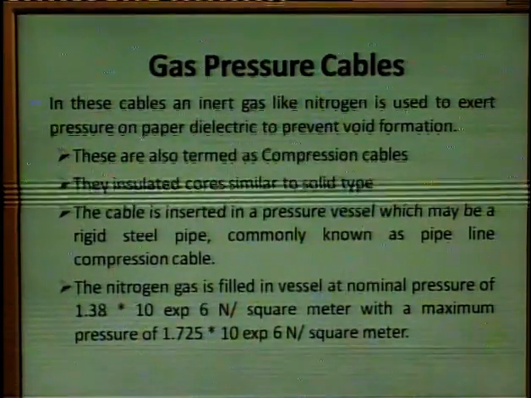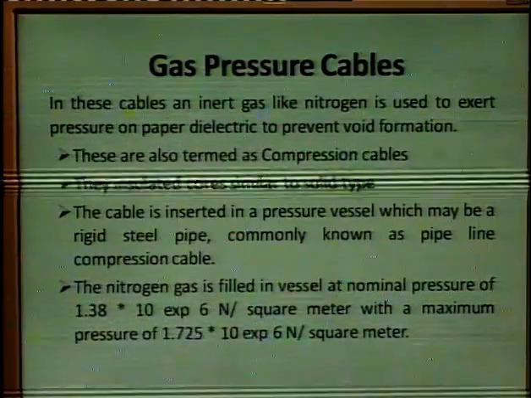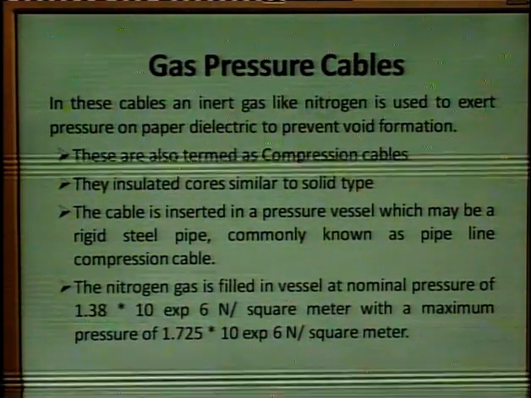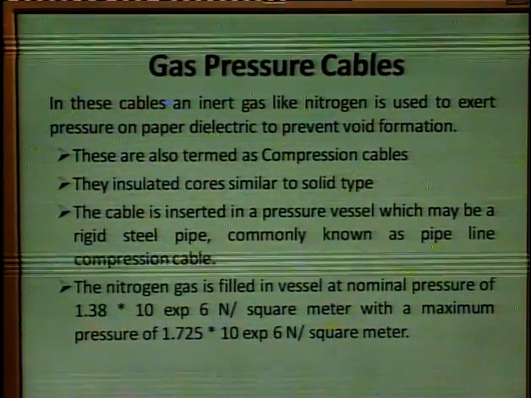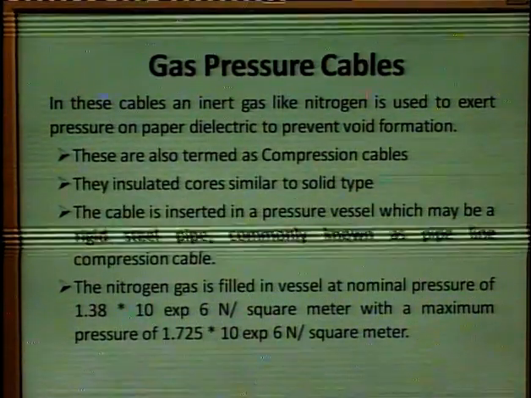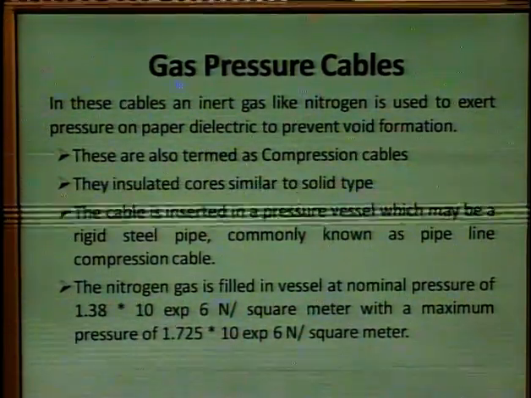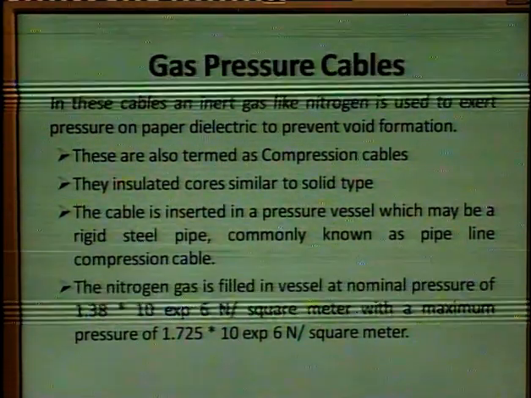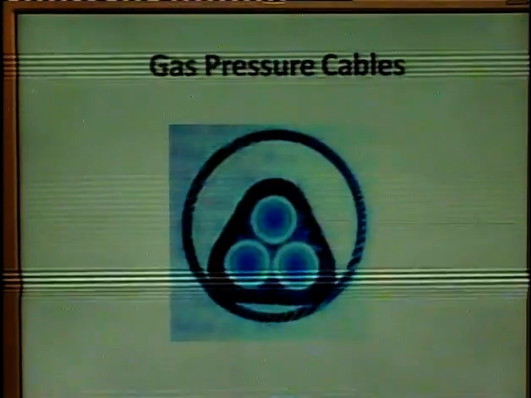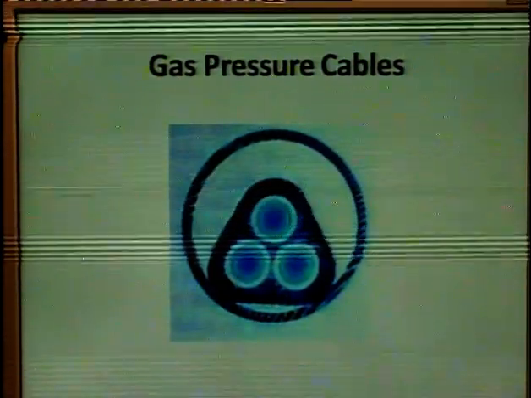The nitrogen gas is filled in a vessel at a nominal pressure of 1.38 × 10^6 Newton per square meter, with a maximum pressure of 1.725 × 10^6 Newton per square meter. So this is the diagram of the gas pressure cables.